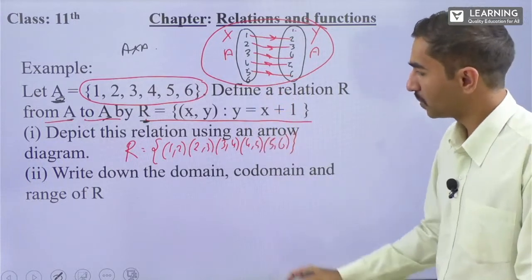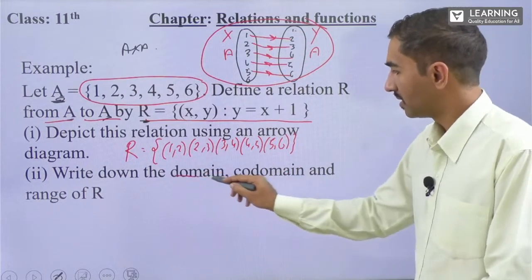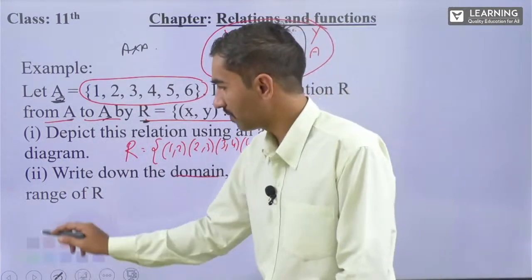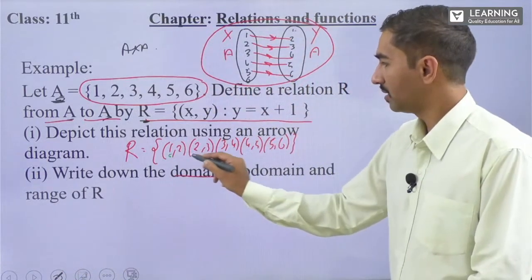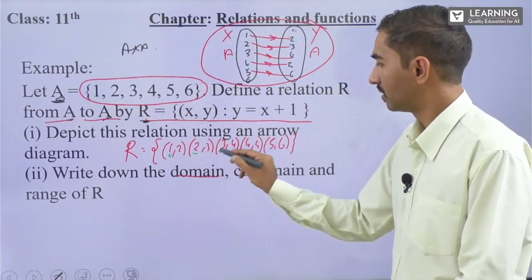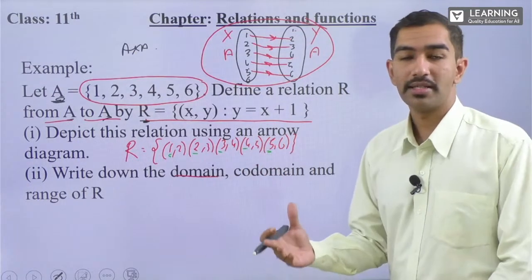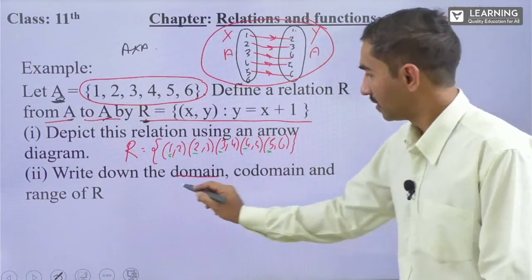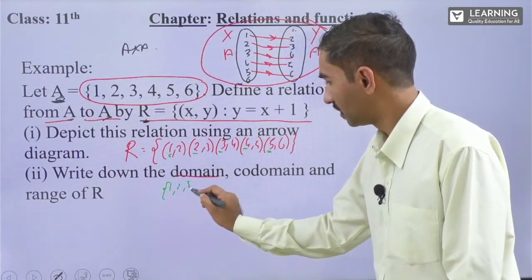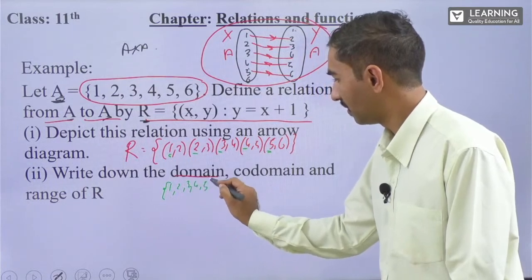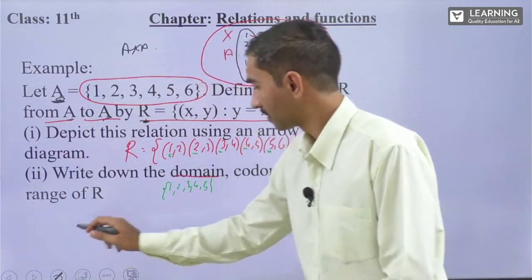Now we have to write what, students? We'll write domain, codomain and range. So what is domain? Set of all the first values. So what are the first values here? See the first value, students. 1, 2, 3, 4, 5. These are all the set of first values, right, in the relation. So domain is nothing but, open the flower bracket, 1, 2, 3, 4 and 5. So this is domain.